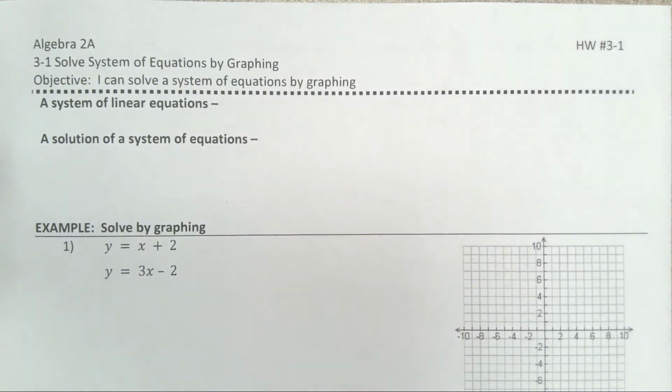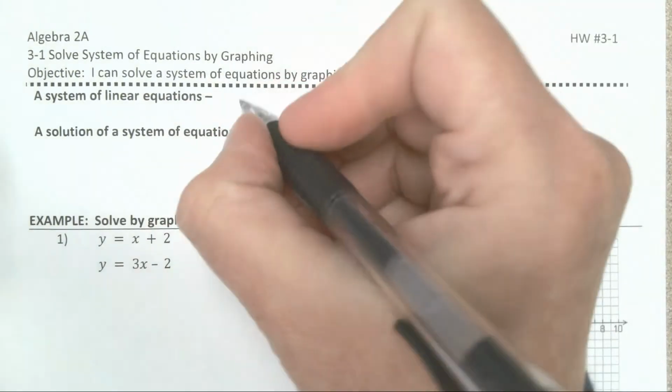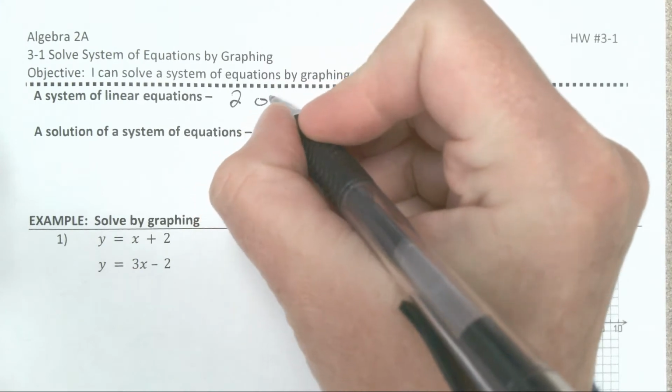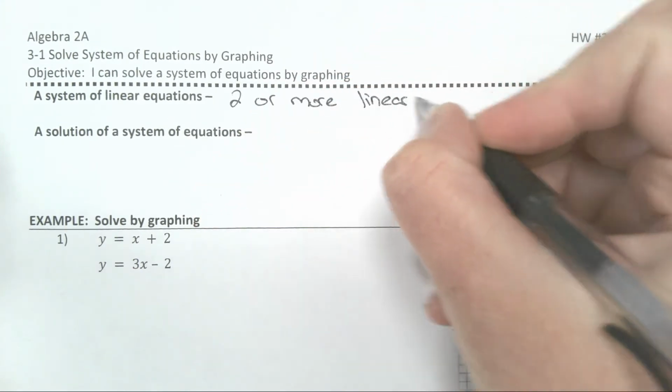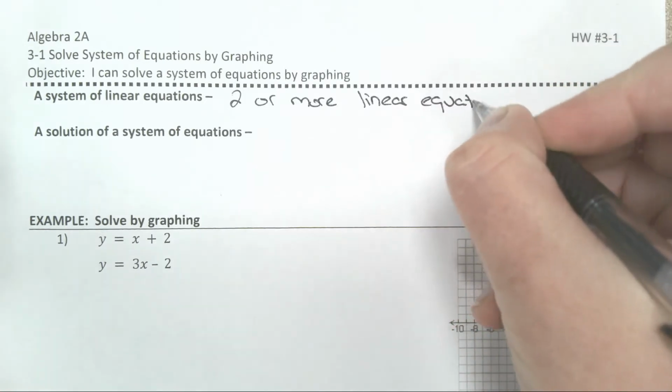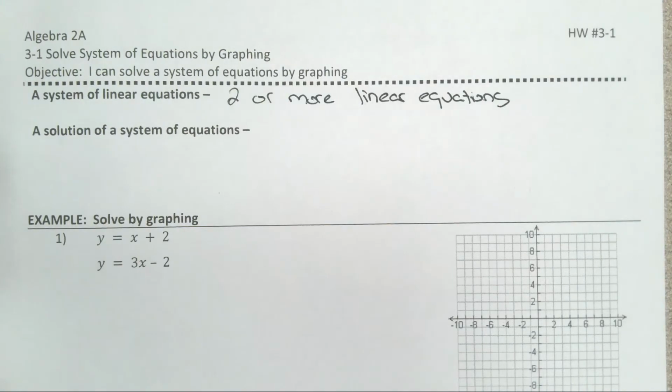Algebra 2, today we're going to graph systems of linear equations. A system of linear equations is simply two or more linear equations on the same coordinate plane.